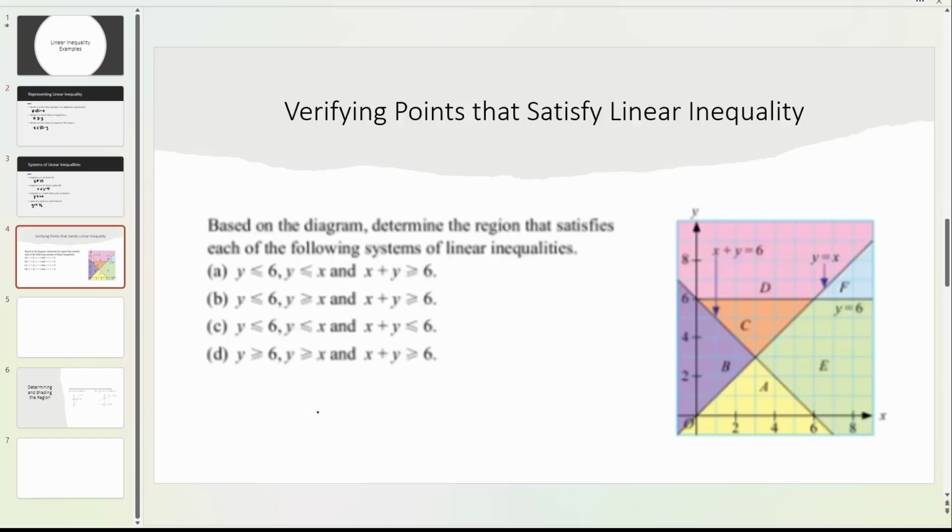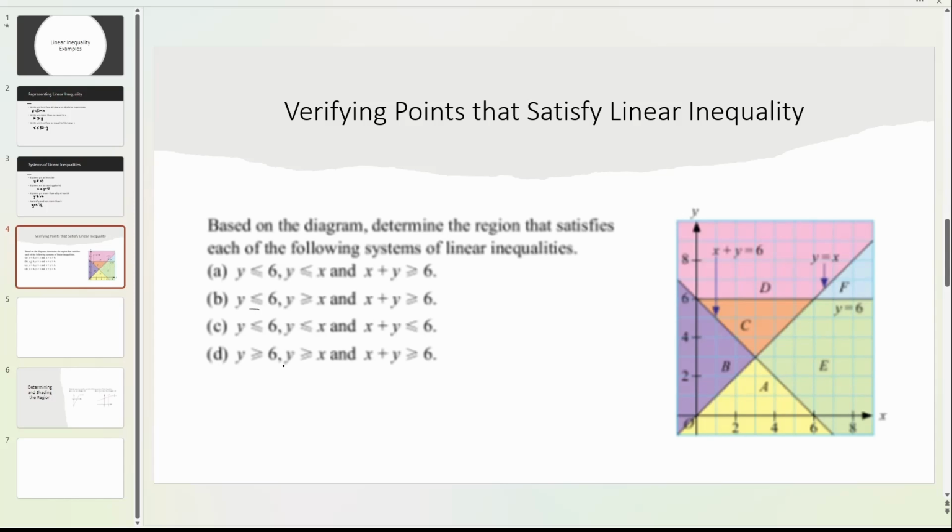Verifying points that satisfy linear inequality. Here, we will identify regions that satisfy the linear inequalities. Let's read the question. Based on the diagram, determine the region that satisfies each of the following systems of linear inequalities. Let's do question A.